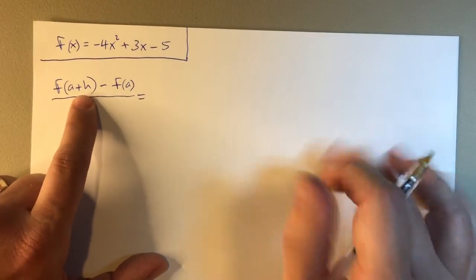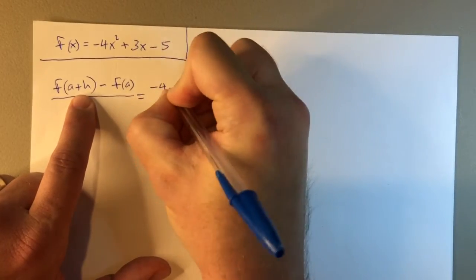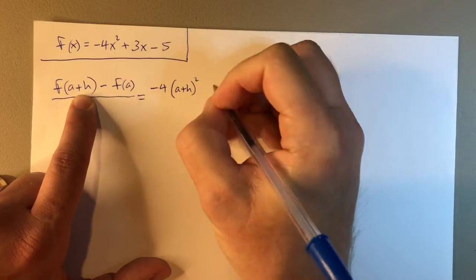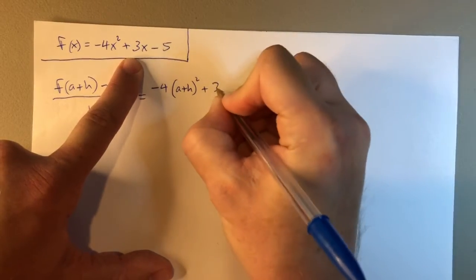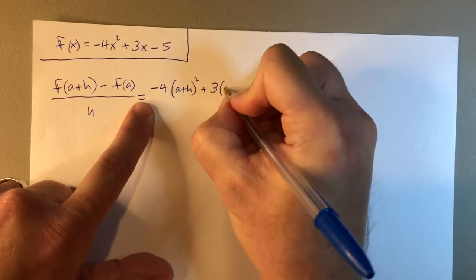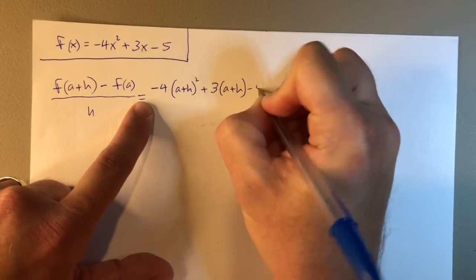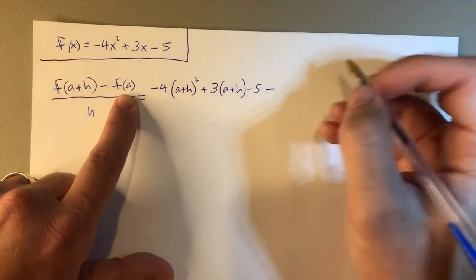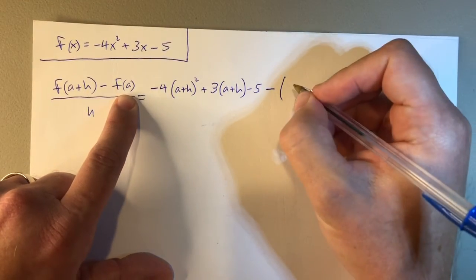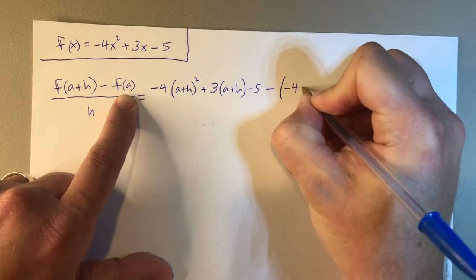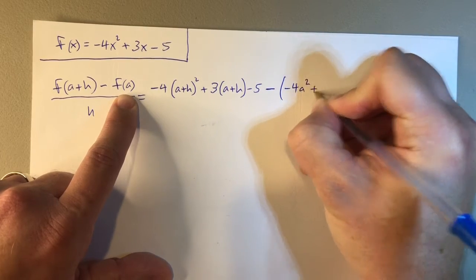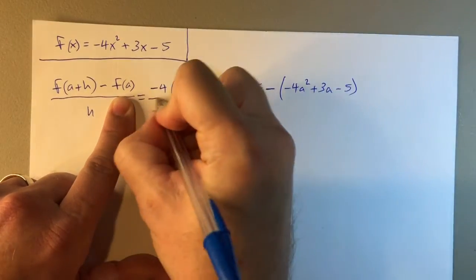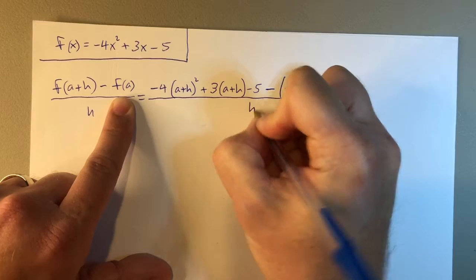So f of a plus h would be what? Everywhere you see an x, again, you replace it with a plus h. And then you're always going to be subtracting off what? Whatever this f of a is, which is always going to be in parentheses. So minus 4a squared plus 3a minus 5. And this is all going to be over what? It's all going to be over h.